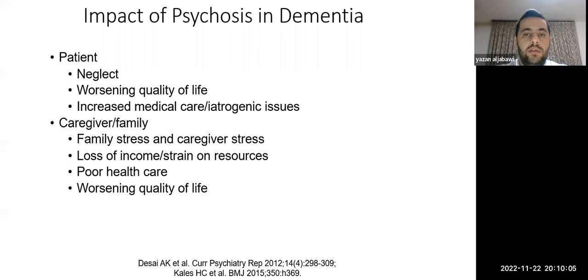Now, the impact of psychosis in dementia could be on the patient himself and on the caregiver or the family. The impact on the patient himself includes neglect, worsening quality of life, and increased medical care and iatrogenic issues. The impacts on the caregiver or the family are represented by family stress and caregiver stress, loss of income, strain on resources, poor healthcare, and worsening quality of life for the whole family.